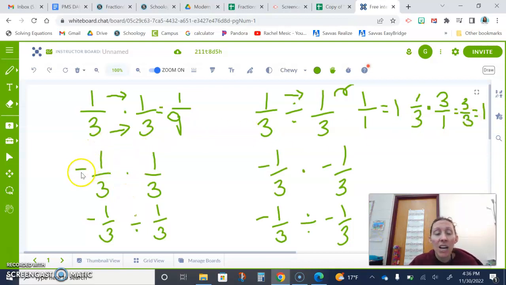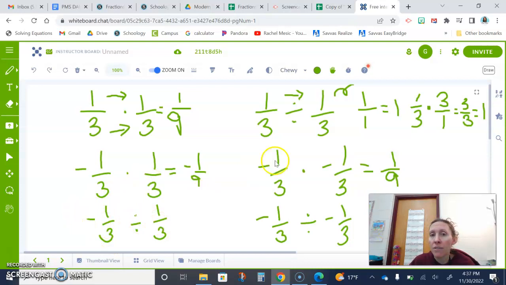All right. A negative times a positive is a negative. So this would be -1/9. For this one, -1/3 times -1/3, we already know 1/3 times 1/3 is 1/9. And a negative times a negative is a positive. So it's +1/9. All right.